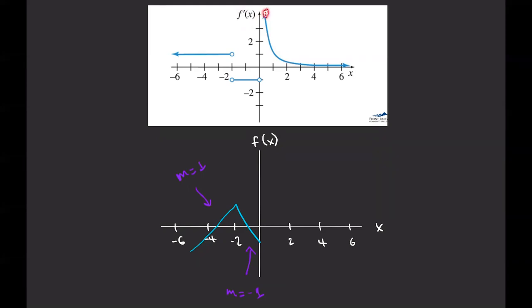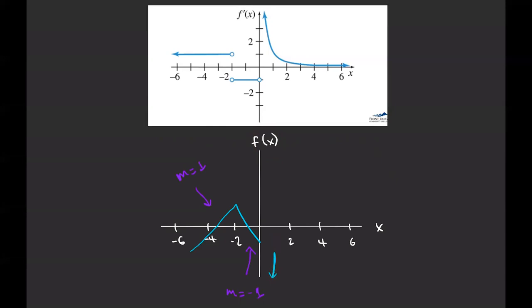Well, my derivative up here is a really high positive number. So my graph of the original function is going to have a very steep slope that is positive. And I'm going to put that right there. Boom, very steep slope right there. Just almost straight up and down, right?